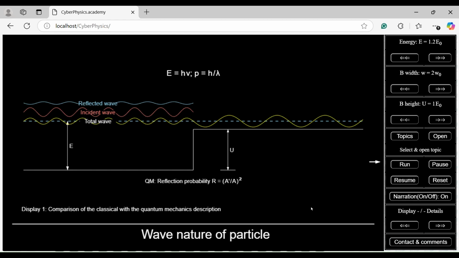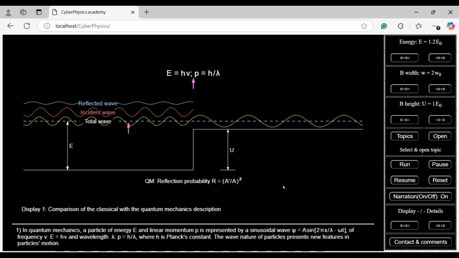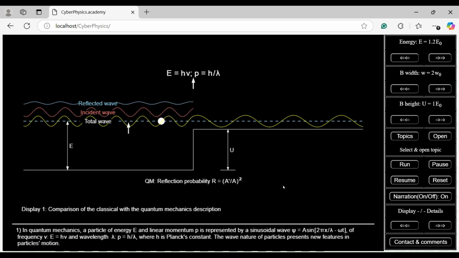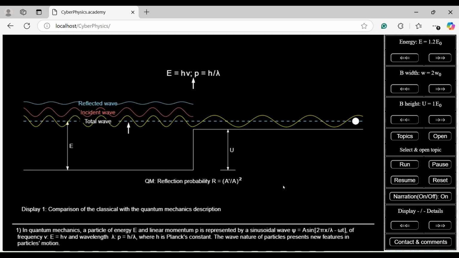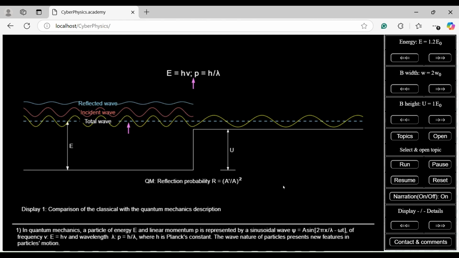Wave nature of particle. In quantum mechanics, a particle of energy E and linear momentum p is represented by a sinusoidal wave of frequency nu and wavelength lambda given in the display, where h is Planck's constant. The wave nature of particles presents new features in particles' motion.